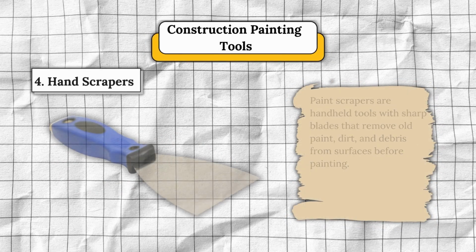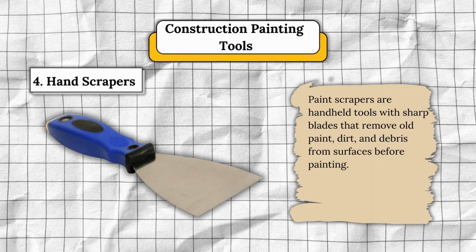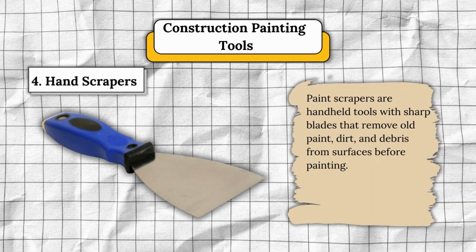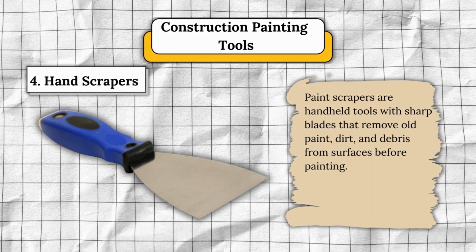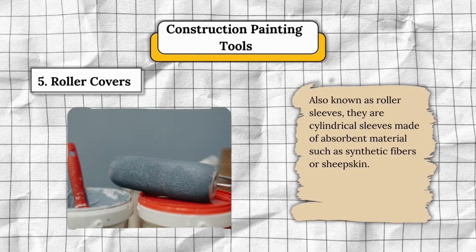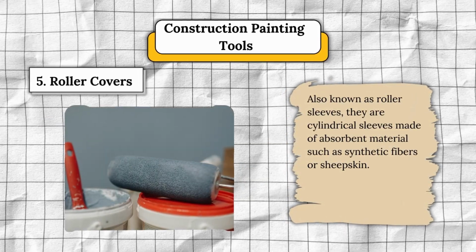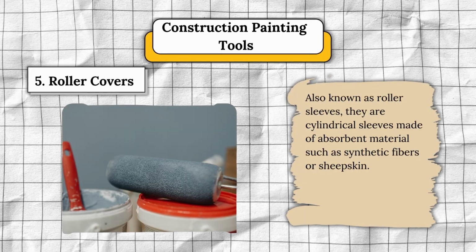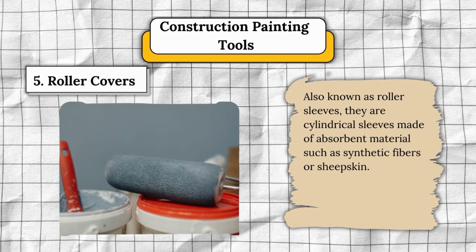Number 4. Paint scrapers. These are handheld tools with sharp blades that remove old paint, dirt, and debris from surfaces before painting. Number 5. Roller covers. Also known as roller sleeves. They are cylindrical sleeves made of absorbent material such as synthetic fibers or sheepskin.